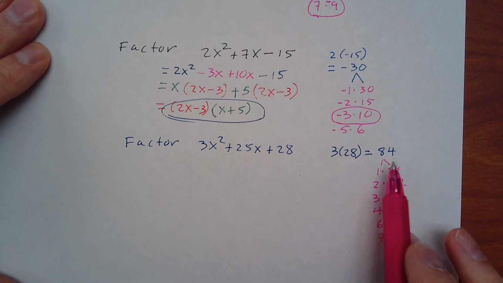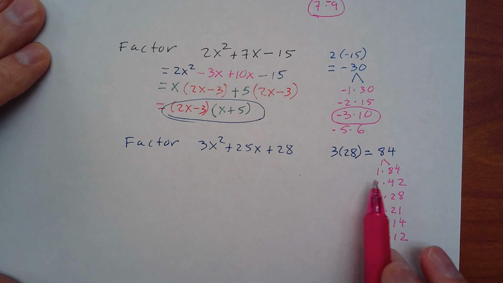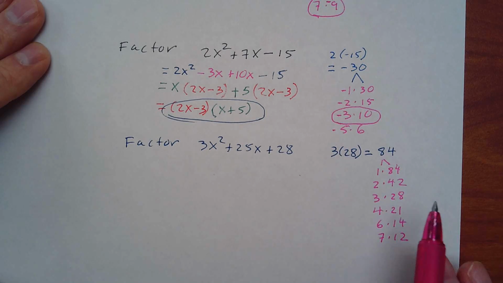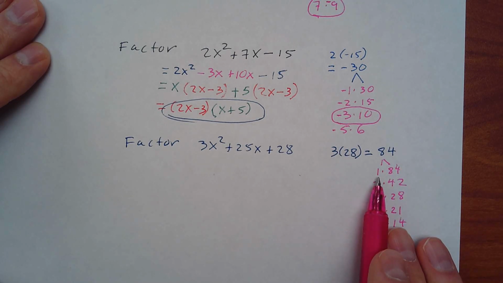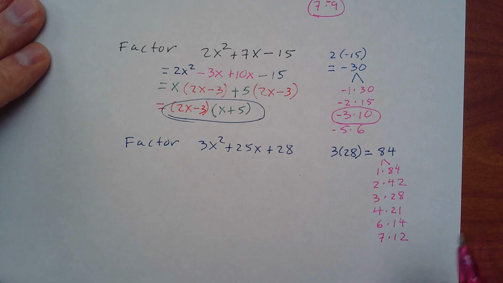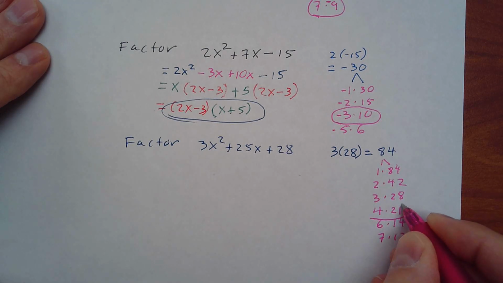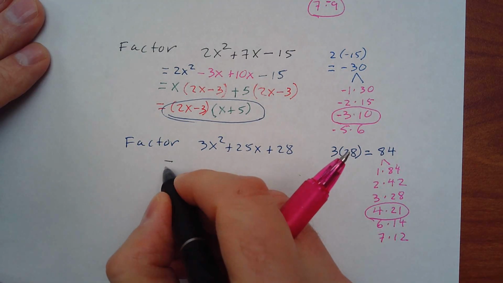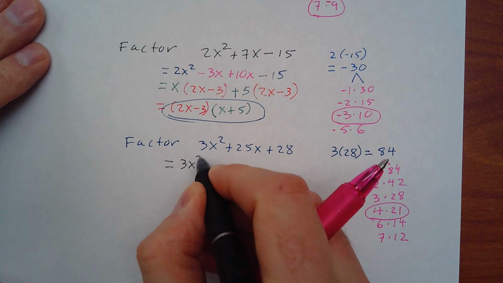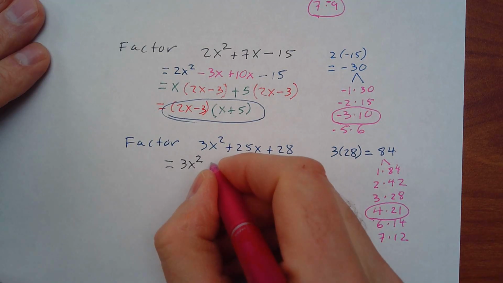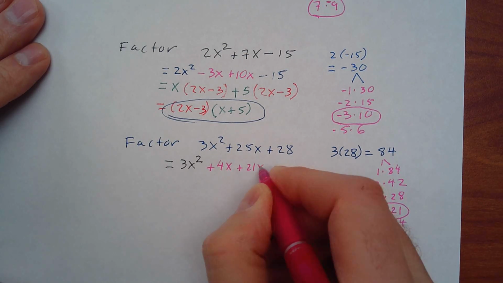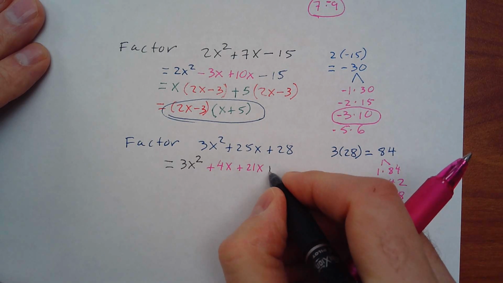This times 84 is positive, so both of these have to have the same sign. This is a positive 25, so both are going to be positive. And I just need to look for the pair that adds up to 25. And it looks like it's 4 and 21. So that's going to give us 3x squared plus 4x plus 21x plus 28.